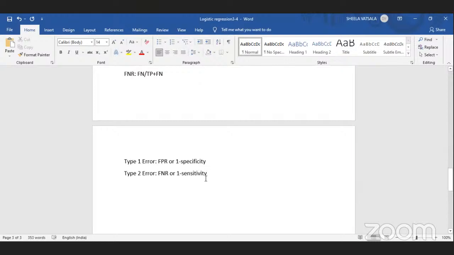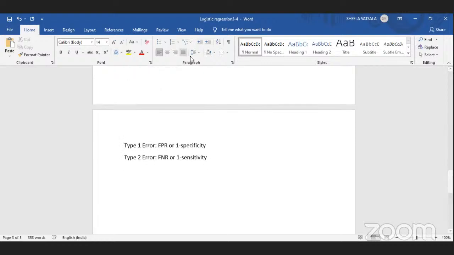This is, in short, what I'm trying to give you. So these are very common questions you have to remember and prepare on these kinds of basic questions. Yes, you're right. Type 1 is also called alpha. Yes, type 2 is beta.